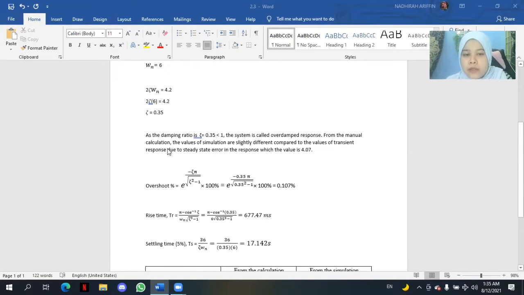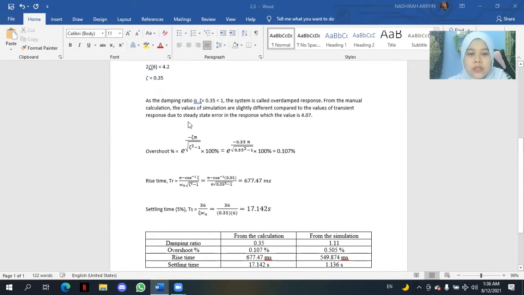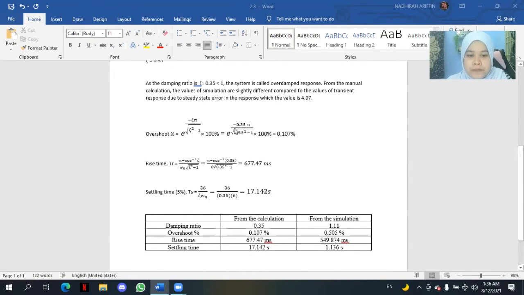As the damping ratio zeta equals 0.35, smaller than 1, the system is called an underdamped response. Then from the manual calculation, the values of simulation are slightly different compared to the values of transient response due to the steady state error in the response, which the value is 4.07.